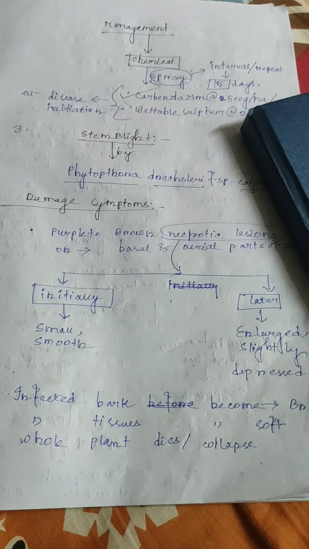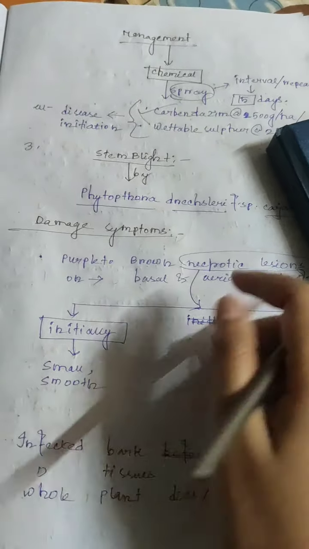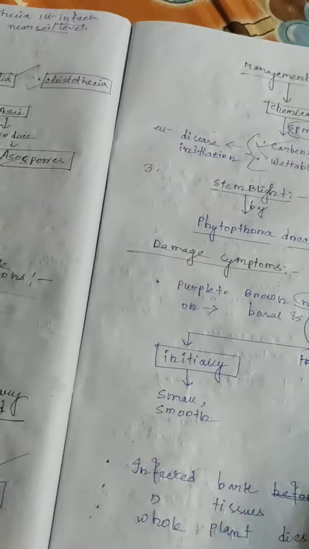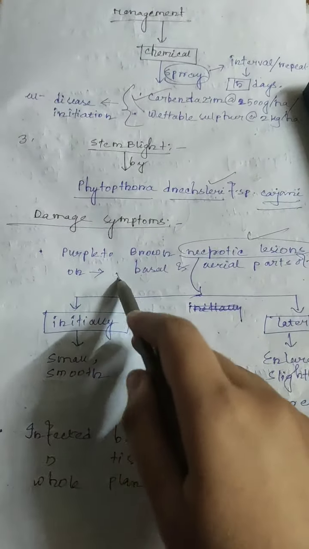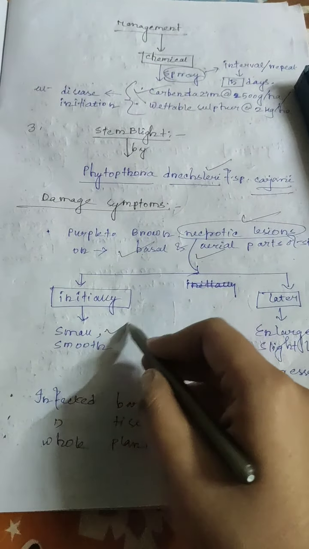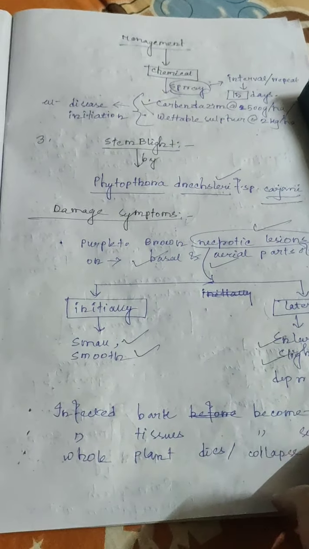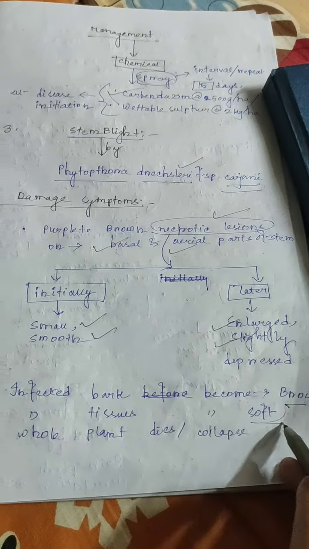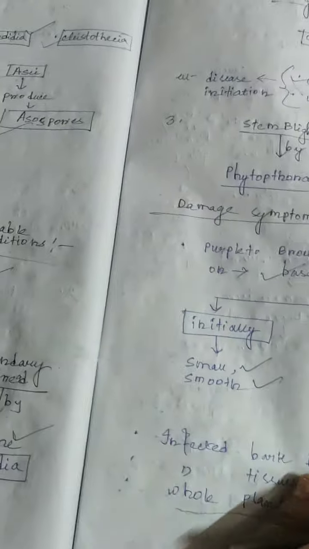The third disease of Bengal gram or chickpea is stem blight. Stem blight is caused by Phytophthora drechsleri f. sp. cajani. Damage symptoms: purple to brown necrotic lesions on the basal and aerial parts of the stem. These lesions are initially small and smooth, but later enlarge and become slightly depressed. Infected bark becomes brown and tissues become soft, leading to whole plant collapse.